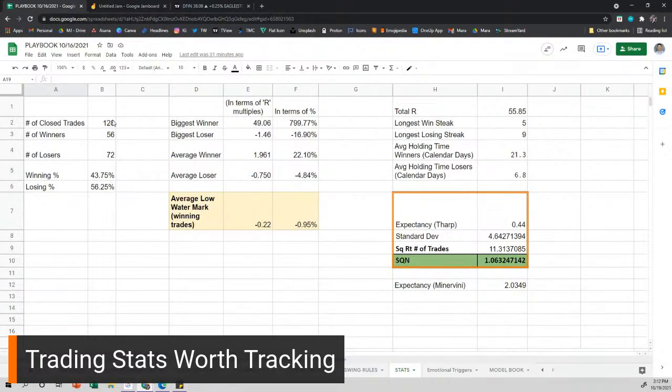This is a compilation of everything that I've taken. There have been 56 winning trades, 72 losing trades. And so I think that it's good for you to see this kind of stuff.